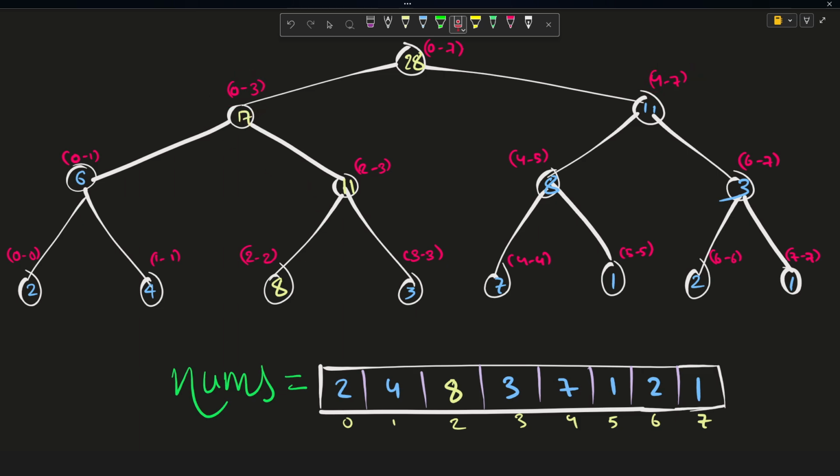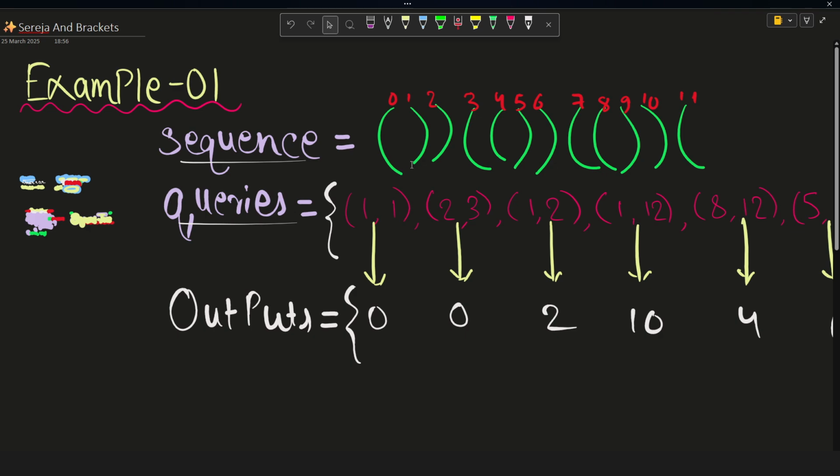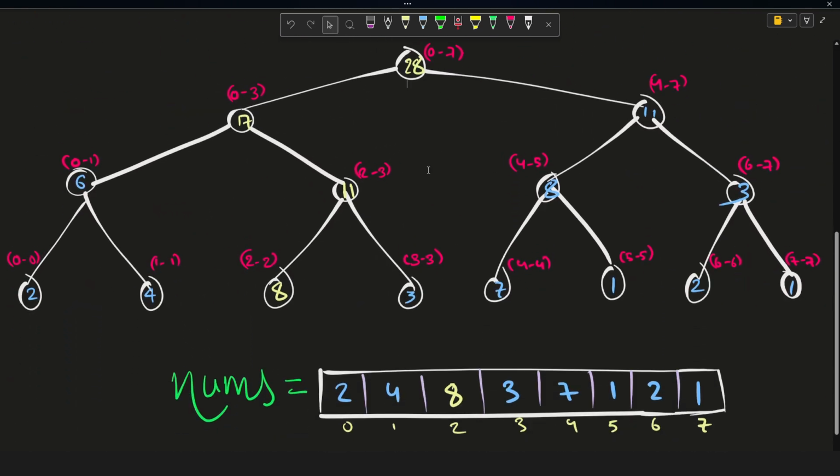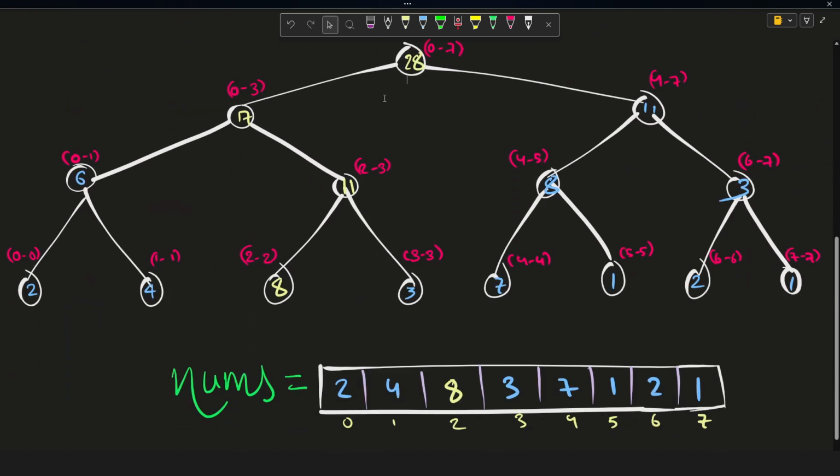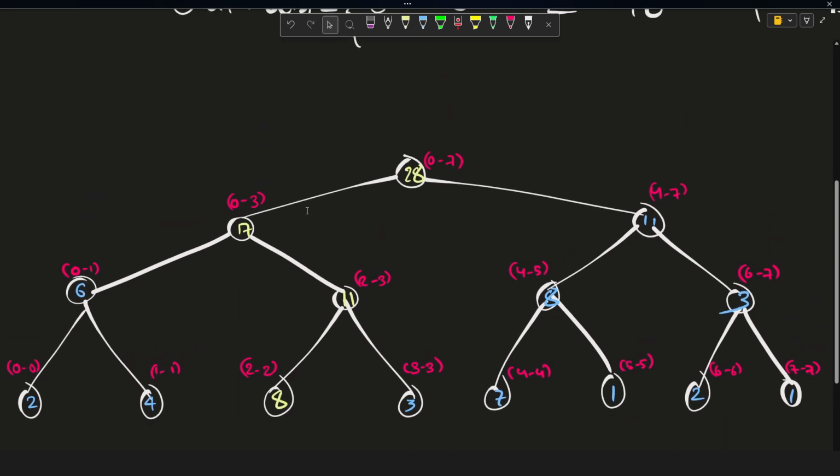But in the current problem that we are solving, that is Sereja and Brackets, we will use the segment tree and we will construct or build this segment tree in the same way, but instead of storing a single value in each and every node, we will store actually 3 values, and I will tell you very soon what those 3 values will be, and using that we will be computing our answer for each and every query, just like we do it here, right? So let us now go and understand how the actual segment tree for this problem will be constructed.